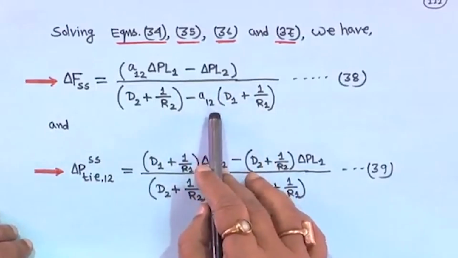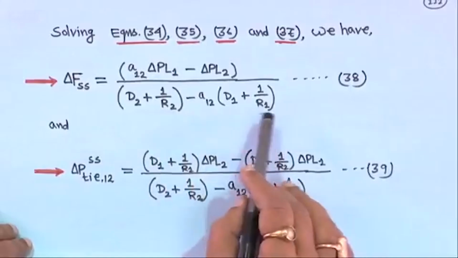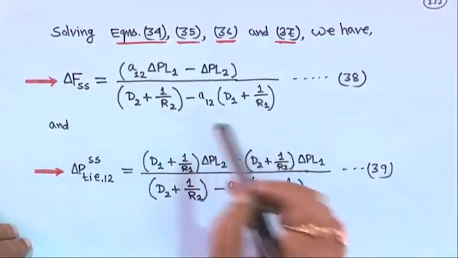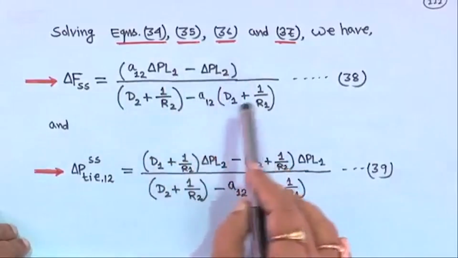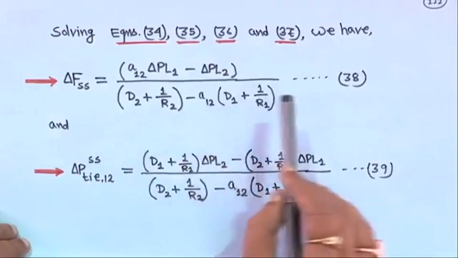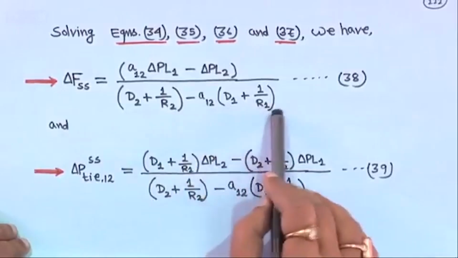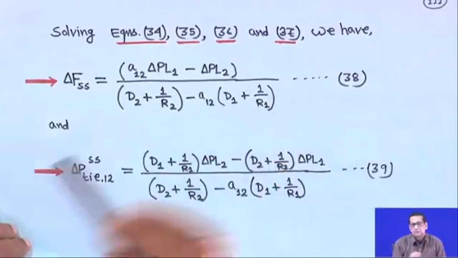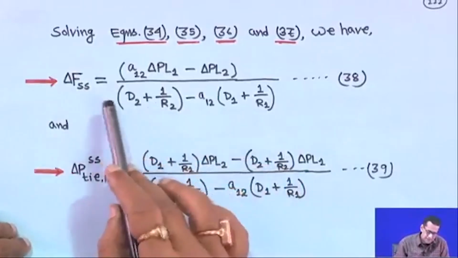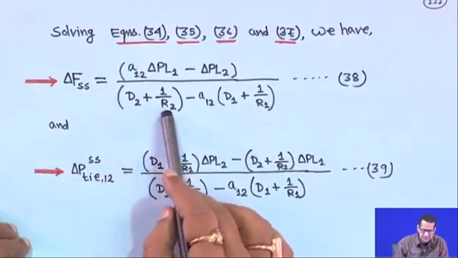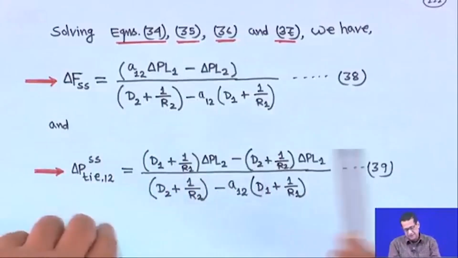So, we took A12 as -1, and we chose R1 equal to R2 equal to R, and subsequently by considering delta PL1 equal to 0.01, delta PL2 equal to 0, A12 equal to -1, and D1, D2 neglected, and R1 equal to R2 equal to R taken as 2.40 Hertz per unit megawatt, we have seen what will be the steady state error of frequency, and what will be the tie line power flow. That has been done.